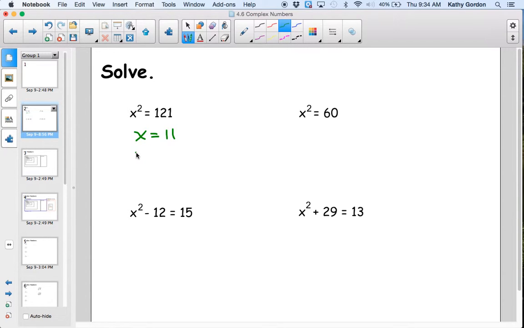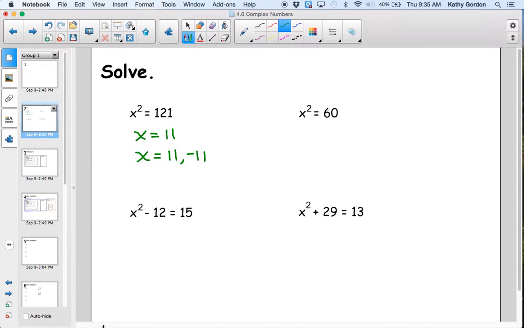11 and negative 11. Raise your hand if you agree with Julie. Oh, traitors. Some of you are switching sides. All right, so what do we have to remember here? If we're going to take the square root of both sides to solve things, we have to remember to do both positive and negative, right?